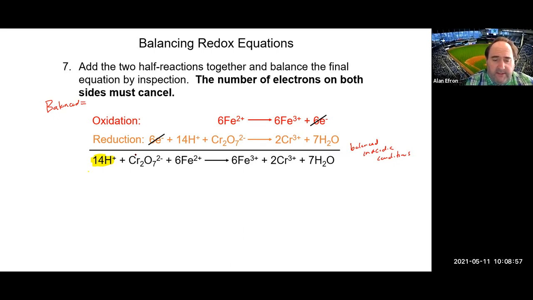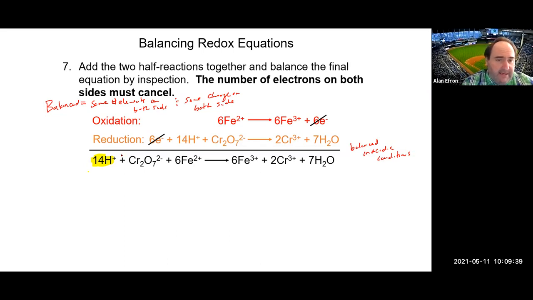I have 14 hydrogens on the left, 14 on the right. I have 2 Crs on the left, 2 Crs on the right. I have 7 oxygens on the left, 7 on the right, and 6 irons on the left and 6 irons on the right. So like a normal equation, we have the same number of elements on each side. The other thing is you should have the same charge on both sides. Again, it does not have to equal 0, but it does need to be the exact same overall charge.